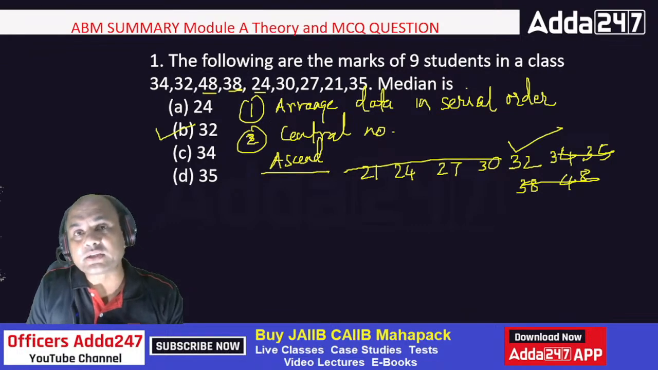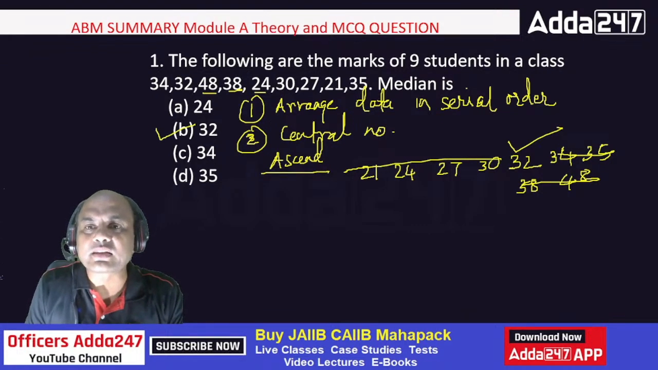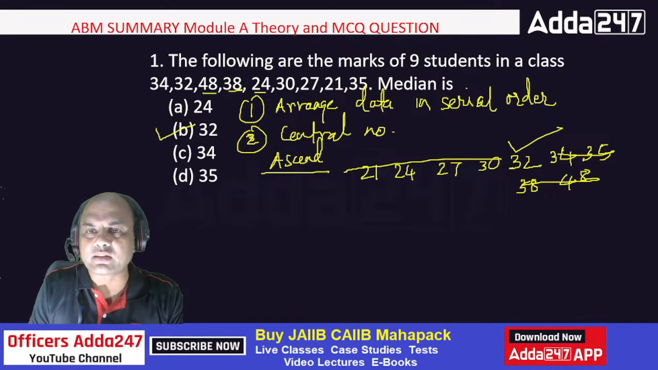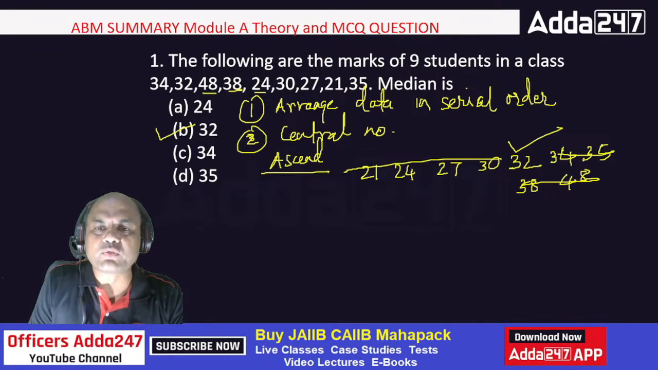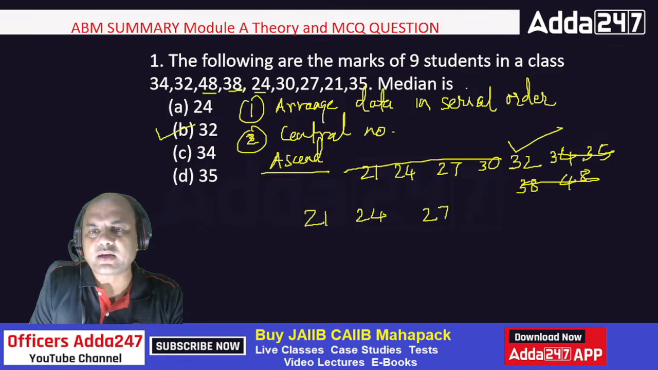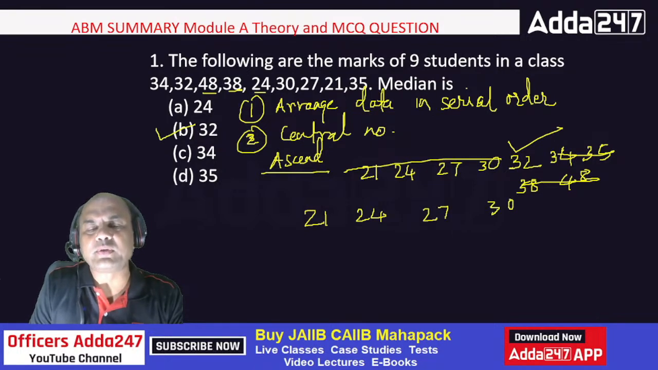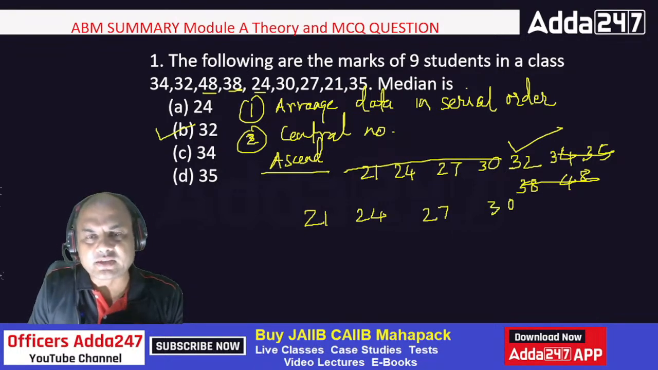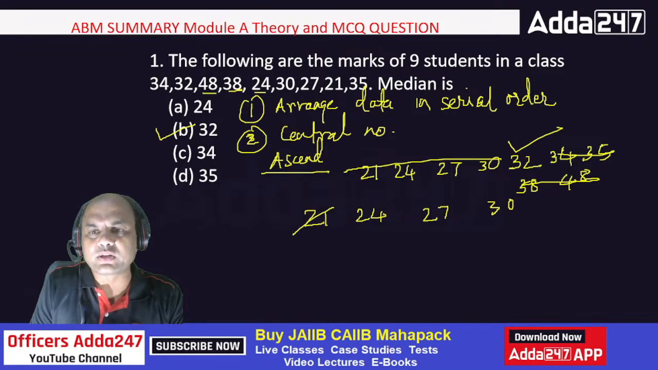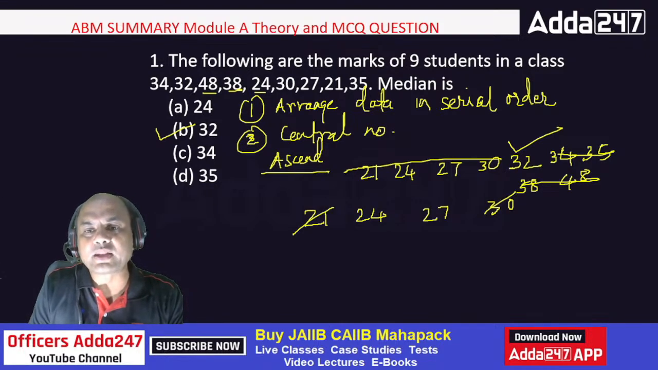Okay. Now you will ask me one question. Suppose there are 9 students. That's why this central number. Suppose, imagine I give only 4 numbers: 21, 24, 27 and 30. Now find the median. Where is the central number? I'll remove 1 over here, 1 over here. So now 2 are remaining at the center.